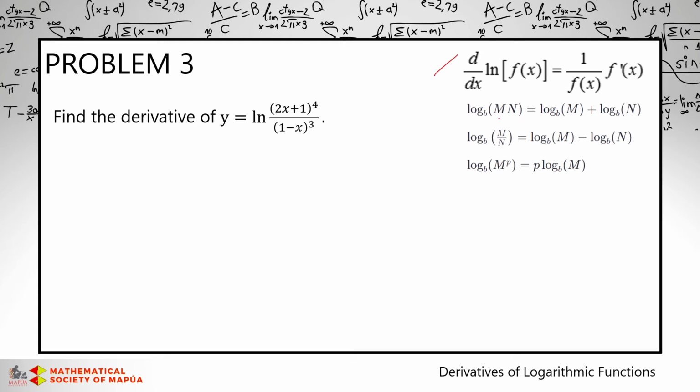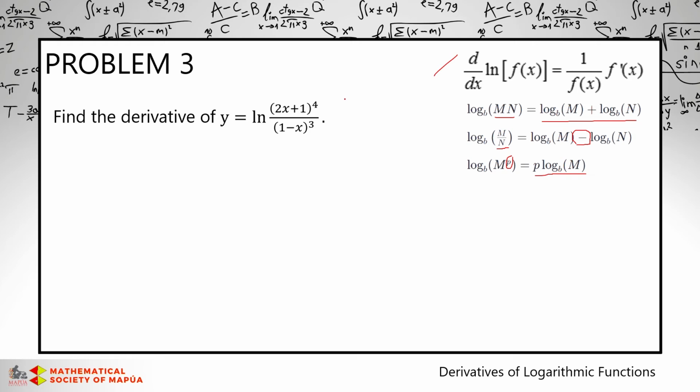ln of m times n. If you have a product inside your ln, you can separate it into ln of m plus ln of n. If it's a fraction, m over n, the inside can be separated as ln of m minus ln of n. But if we have an exponent, we can bring the exponent down to the left side of the ln. So, if we have ln of m raised to p, we can write it as p ln of m. The same properties apply to both log and ln.